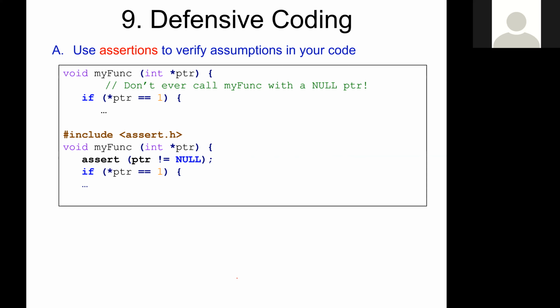So let's say I have a function and it takes in a pointer. And I could put a comment in saying, don't ever call this function with a null pointer. Okay, that's kind of helpful. Tells people don't do that. I didn't handle that case.